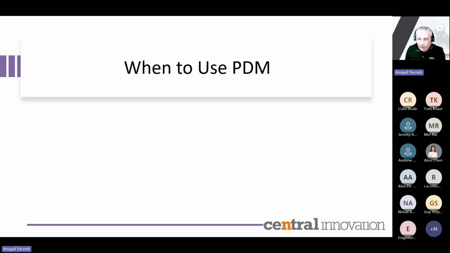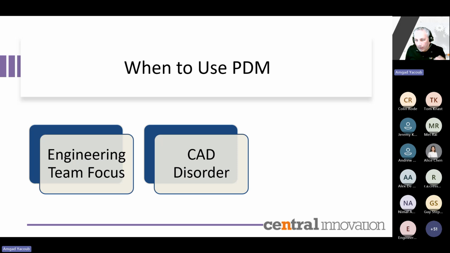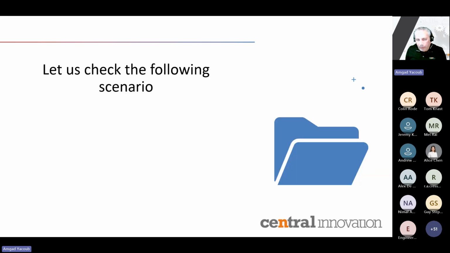All right, so when to use PDM, mainly for an engineering team that is focused on CAD. When you have CAD disorder in your organization and you don't have a formal approval process. So this is when PDM is required. Just focus on engineering, CAD files plus deliverables, and we want here to eliminate the non-formal approval process. Okay, so let us see how we can do this.